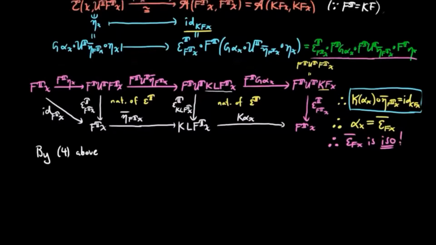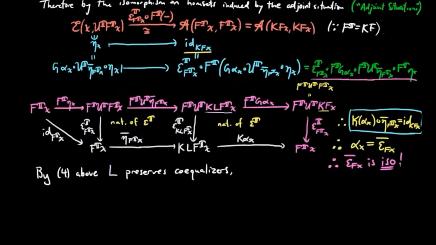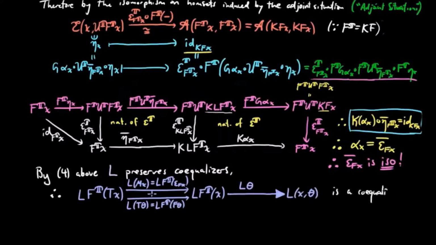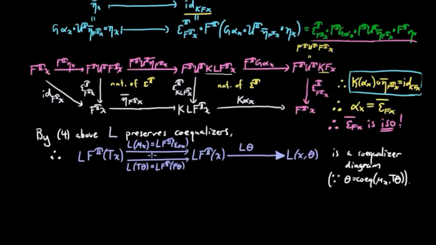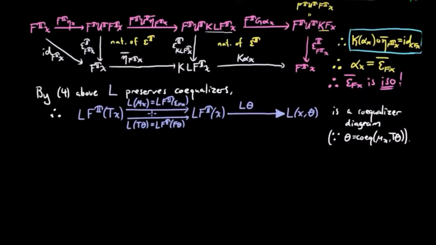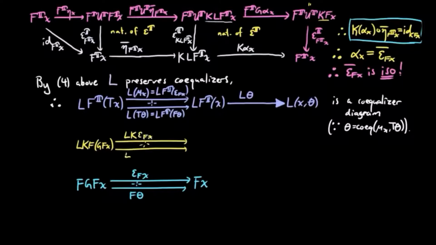Then by 4 above, we see that L preserves coequalizers. Therefore, the following is a coequalizer diagram, since θ is the coequalizer of μ_x and T θ. And note that L μ_x is equal to L F^T ε F x, and L T θ is equal to L F^T F θ. Then we take the parallel pair ε F x and F θ and use the isomorphisms ε-bar_FGFx and ε-bar_Fx to show that the parallel pair LK ε F x and LK F θ is isomorphic to ε F x and F θ.